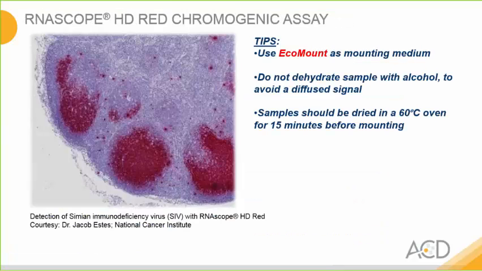Okay, so now we have reviewed some overall tips for manual RNAscope assay. I'll give some pointers for specific assays you need to pay attention to. So shown here is the red chromogenic assay.